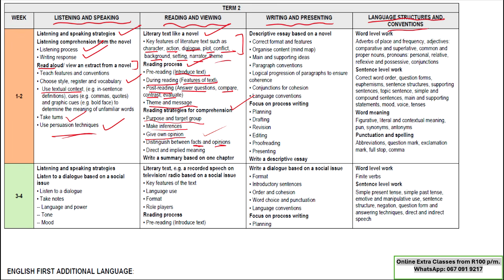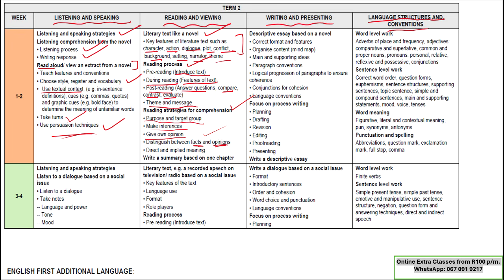So we know that a fact is a statement that is true. So if it's a fact, it means that that thing has actually happened, right? And then an opinion can be regarded as our views, right? What we think about something, but it does not necessarily mean that what we think is true, right? And then we also have direct and implied meaning, okay? And then once we are done, we will then move to writing and presenting.